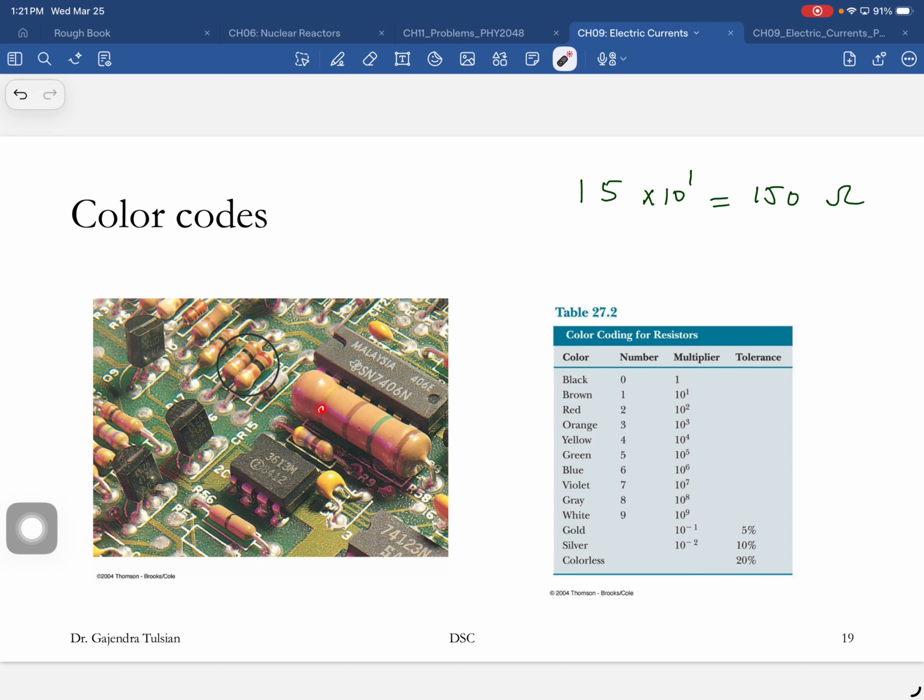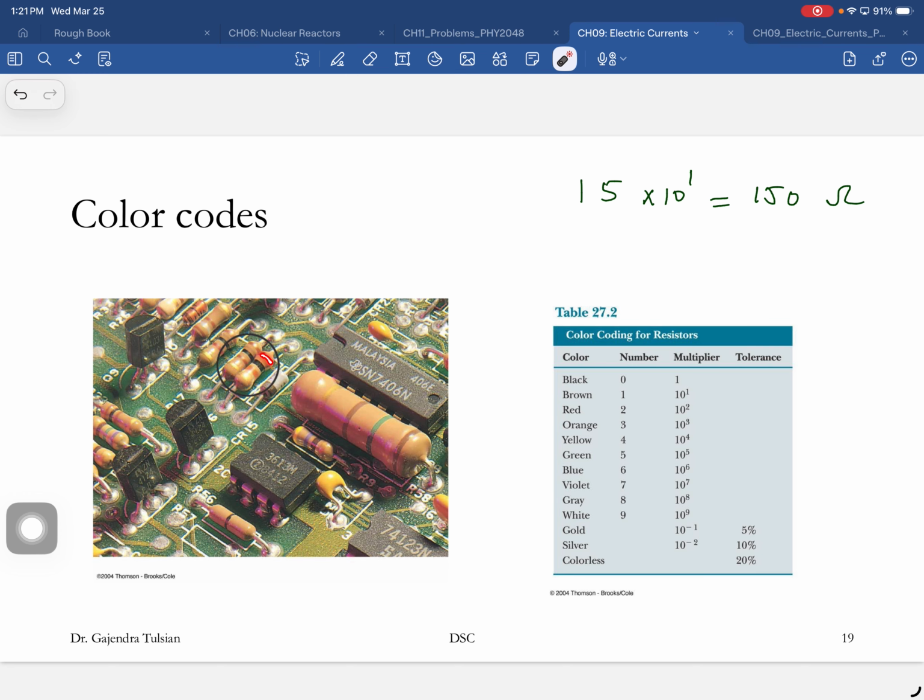This is gold, up to 5% accuracy. If that band was silver, that would have been up to 10% accuracy. And if there is no band there, then it's up to 20% accuracy. So that band tells you how much money you spent on the resistor. Again, these bands tell you the value of the resistor.